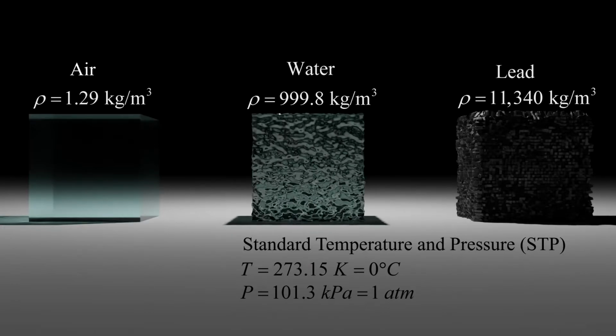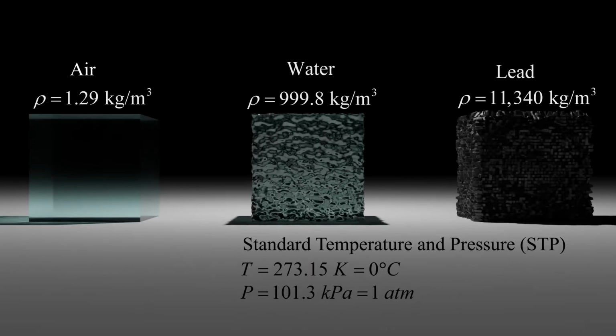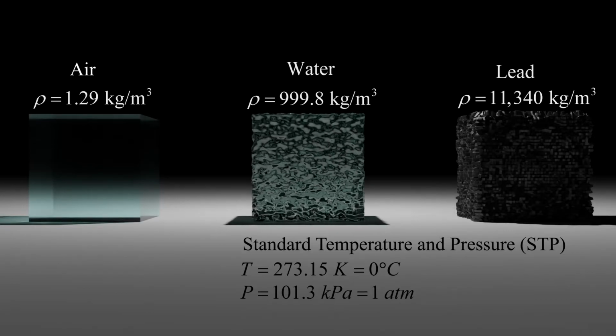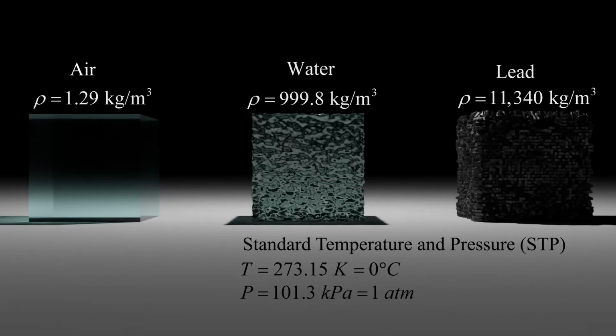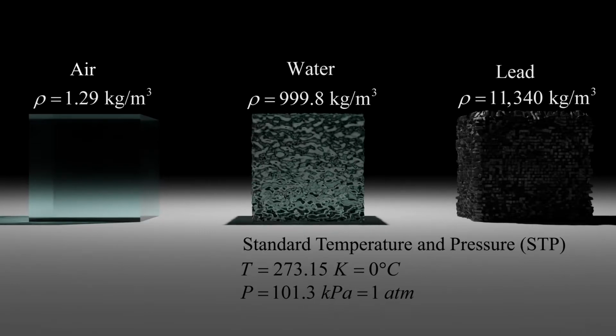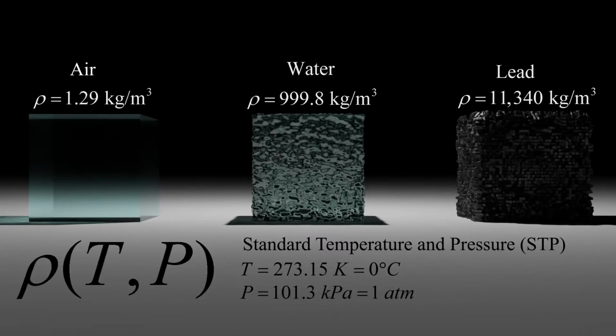At STP, the temperature and pressure of the surrounding environment are 273.15 Kelvin, or 0 degrees Celsius, for temperature, and 101.3 kilopascals, or 1 atmosphere, for pressure. What the temperature and pressure are is important, because density is actually a function of both.